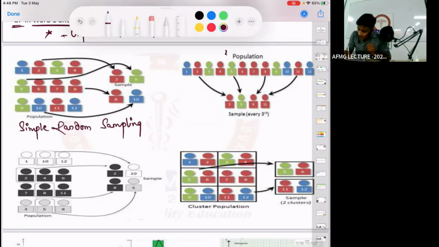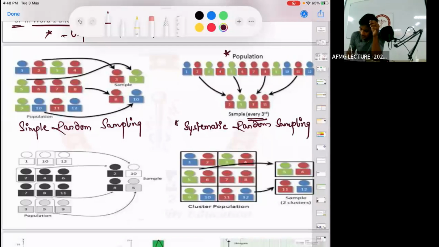Next, if I talk about this one, here you can see I have arranged these people in a specific order. And now I am selecting every third individual for my sample that is being created. So this is known as a systematic random sampling. So I am still choosing randomly, but now I have set a system that only every third individual would be selected for my sample, right? So it is a systematic random sampling.